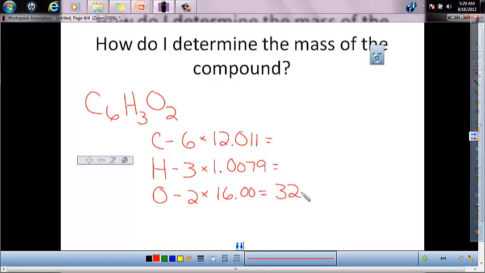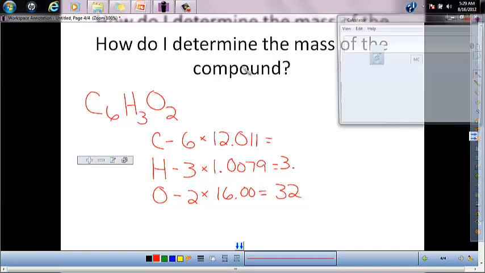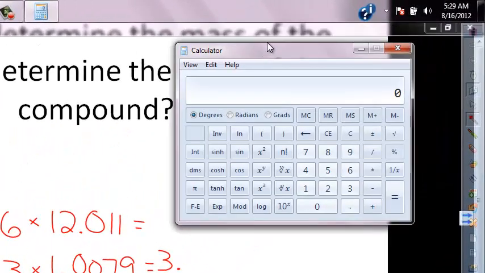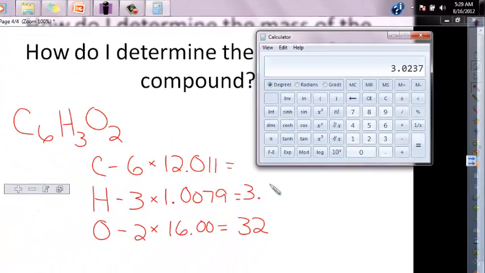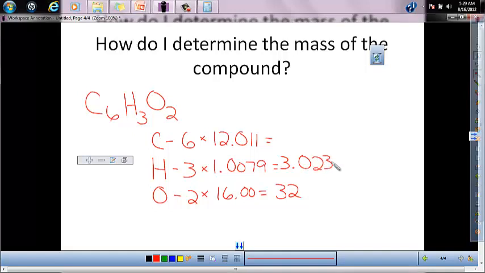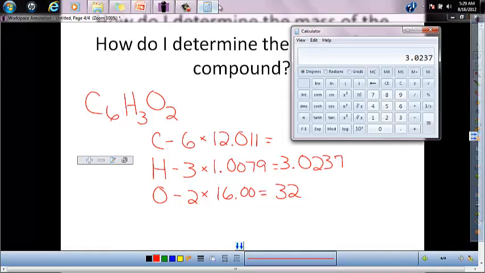So we got 32. 3 point, let's break out the calculator here, guys. Alright. So 3.0237. And then we got to do our carbon. So we got 6 times 12.011. So we got 72.066.